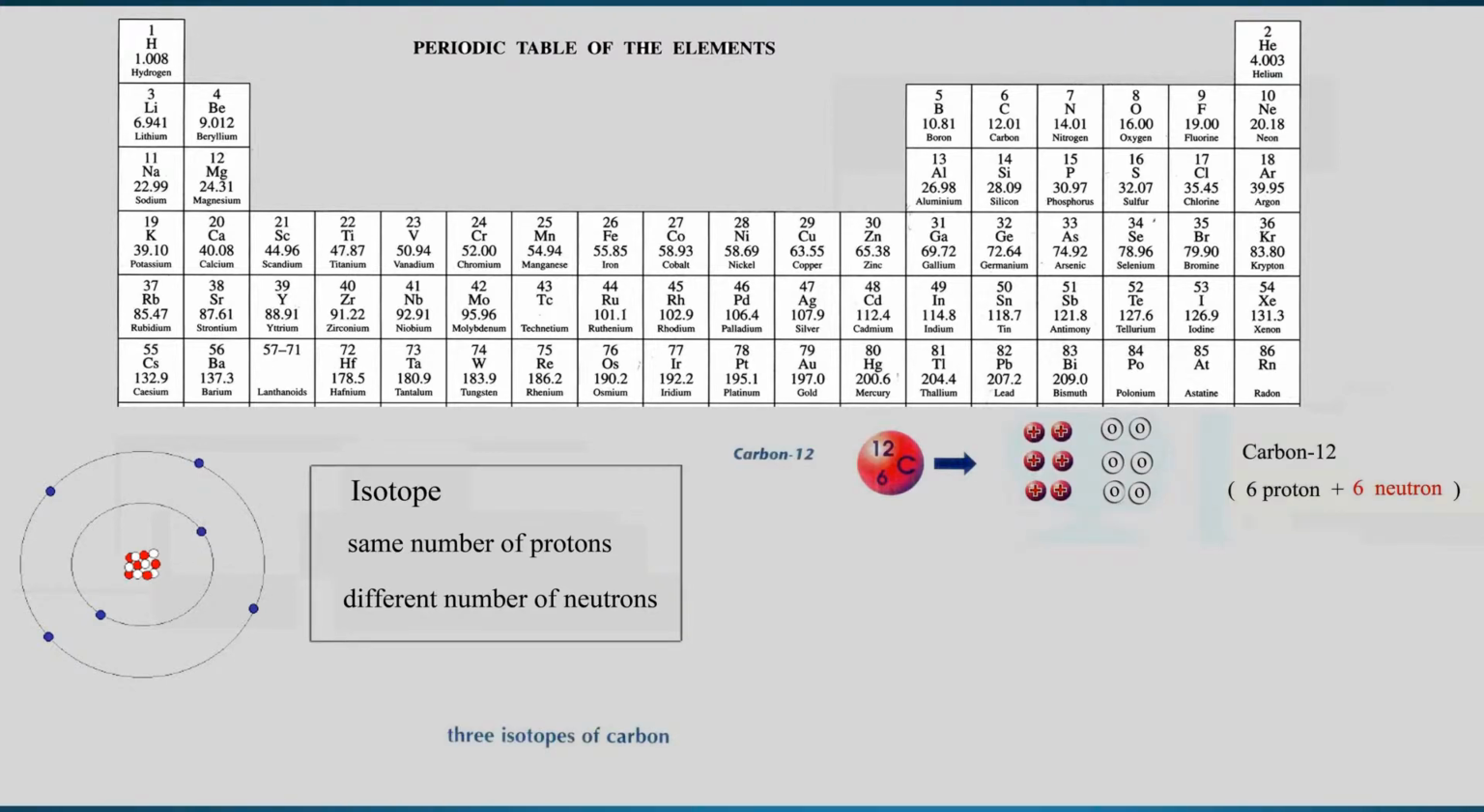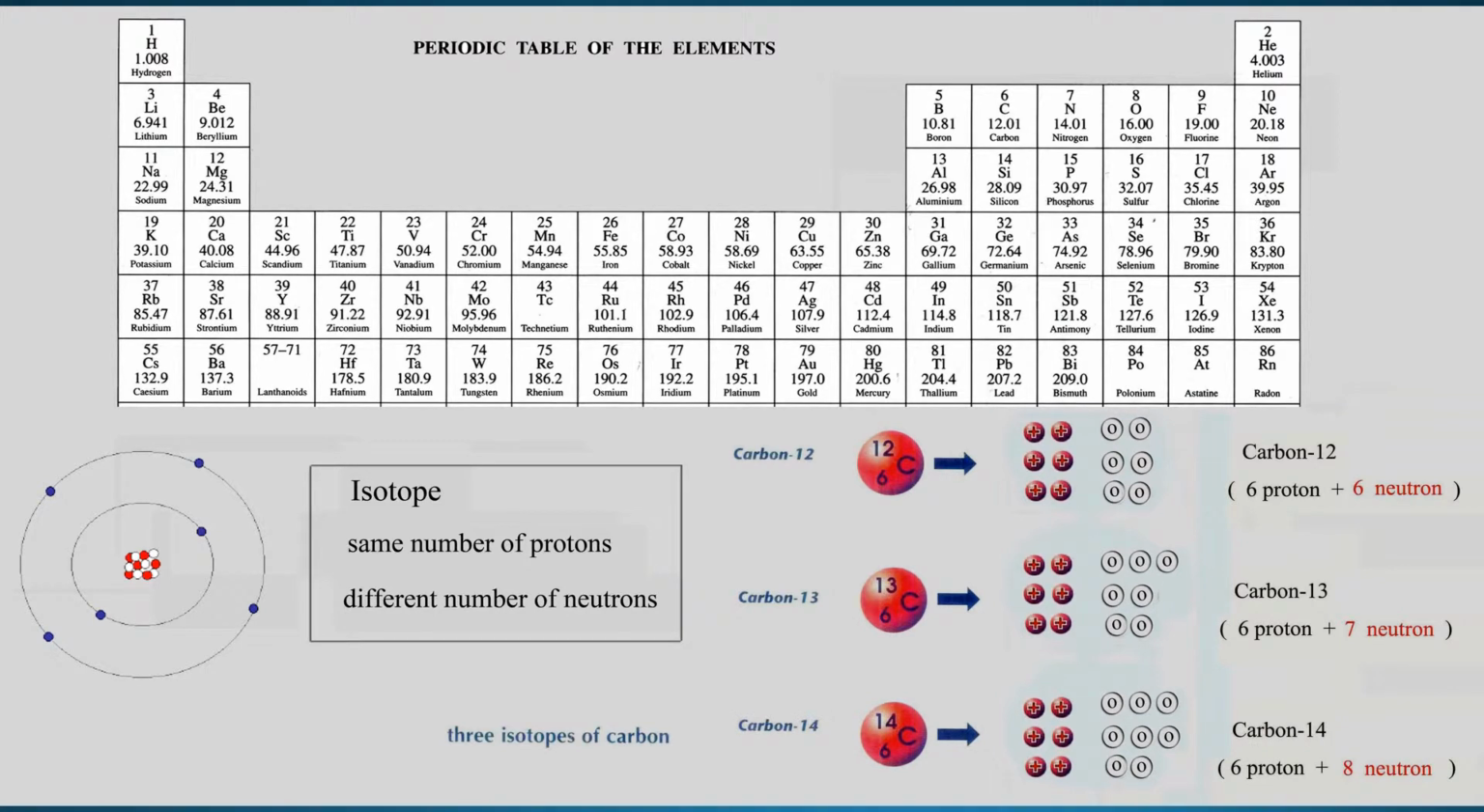For example, I have 3 types of carbon. They all have 6 protons. The first type has 6 protons and 6 neutrons. The next one has 7 neutrons. The next one has 8 neutrons. So in these 3 examples, they are all carbon because you have 6 protons, but you have extra neutrons. And this different number of neutrons, we call it an isotope.